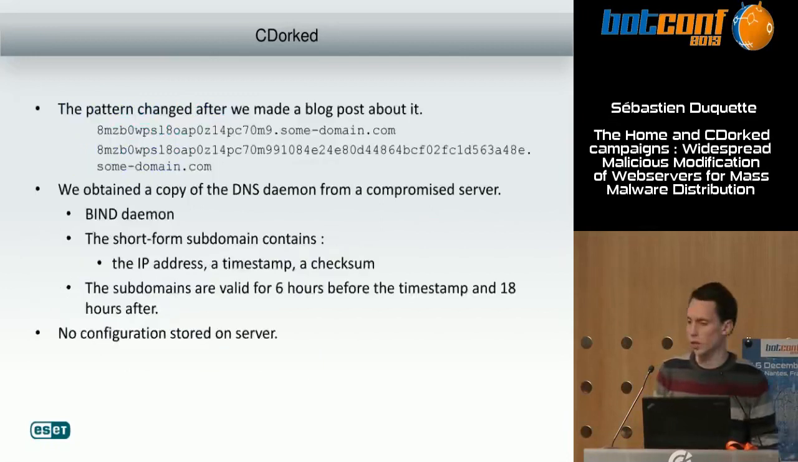And so we published a second blog post. And after we did that, they changed the pattern of the URLs. It was a bit more complex, and if we tried to modify the subdomains, it wouldn't change the IP address anymore. And after we published, we were actually able to obtain a copy of the DNS daemon of one of those servers, and it was really what we were expecting. It's a BIND DNS server that they had modified, and the short subdomain contained the IP address that they wanted to get back from the request, as well as a timestamp and a checksum. And we think that they added the checksum after we published, so we wouldn't be able to just change the IP address by playing with it.